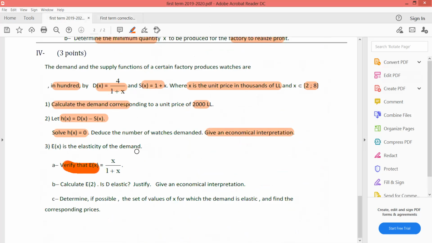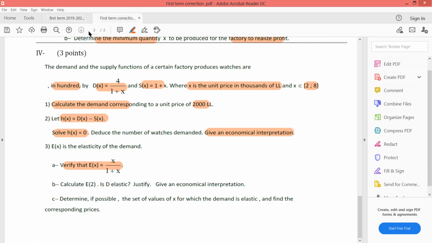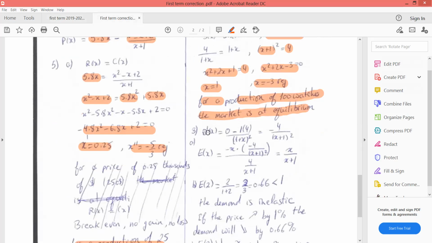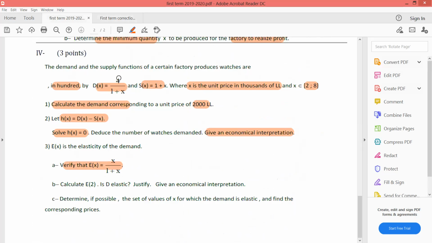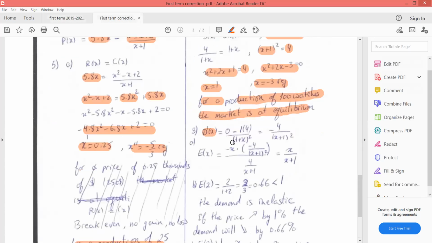How to verify that Ex equals x over x plus 1? What is the rule for elasticity? Minus x times d prime x over dx. This is the rule for elasticity. Aline, you have to memorize this rule. So let's find the derivative of the demand. The demand has the form U over V. What is U prime? 0. So 0 minus V prime, which is 1, times U, which is 4. We get minus 4 over x plus 1 squared.